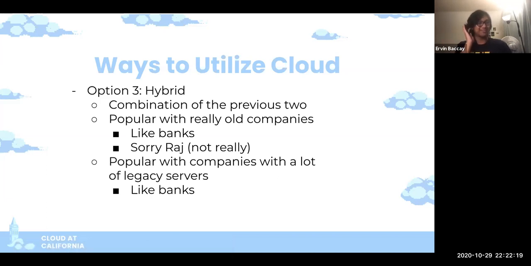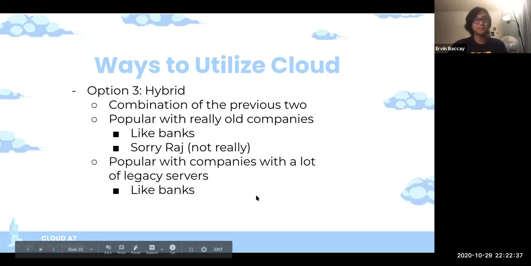And then you have the hybrid solution, which we won't really talk about, mostly because it's kind of a legacy type of way of dealing with cloud services. It's a combination of both on-premise and cloud. It's really popular with old companies like banks who have a lot of legacy servers, but want to branch out into future things. So that is why hybrid is a solution that exists.